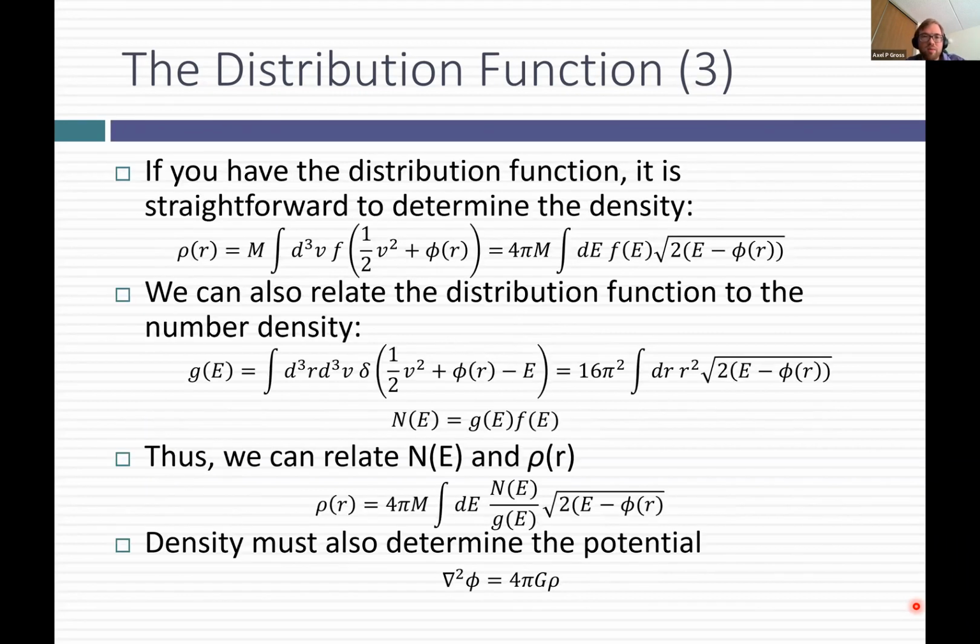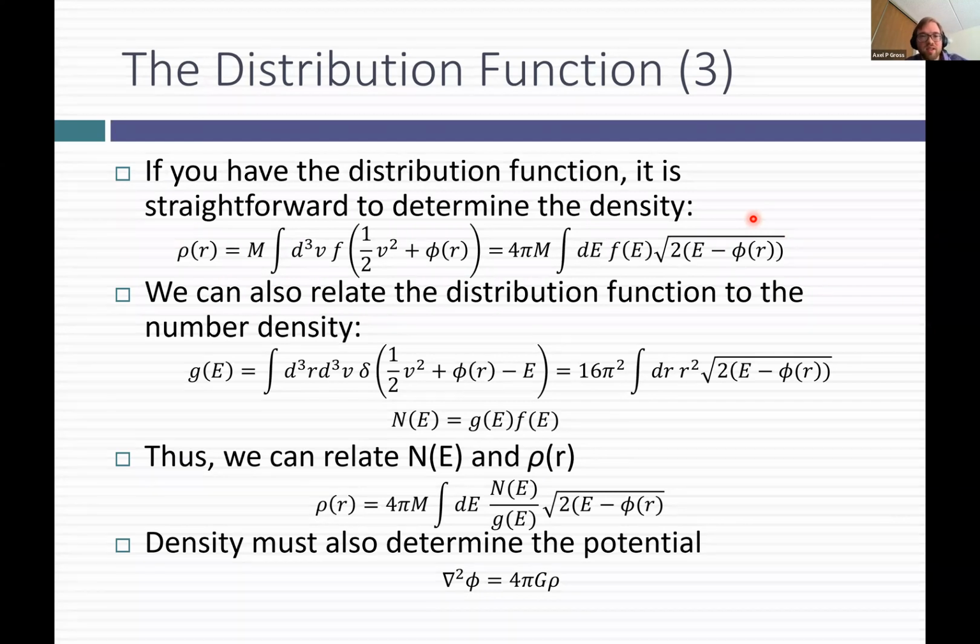So now how do we relate this distribution function to the density and other quantities that are more physically accessible? Well, it's very simple to relate the distribution function to density. You just integrate out the velocity coordinates. If you do that and make a change of variables, you get an expression that relates the distribution function as a function of energy to the density.